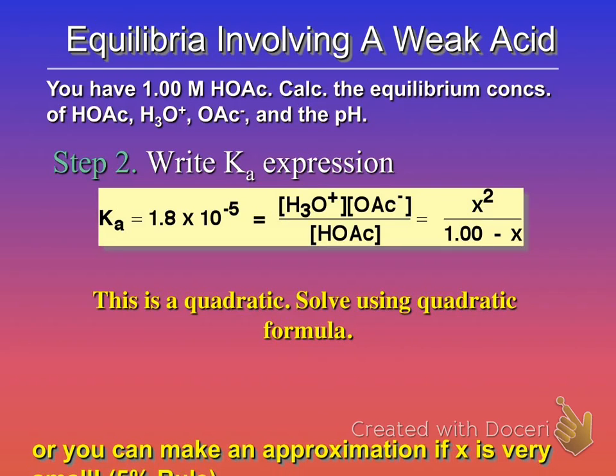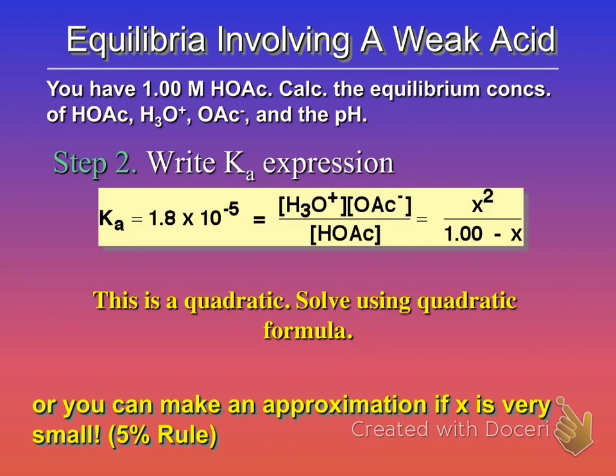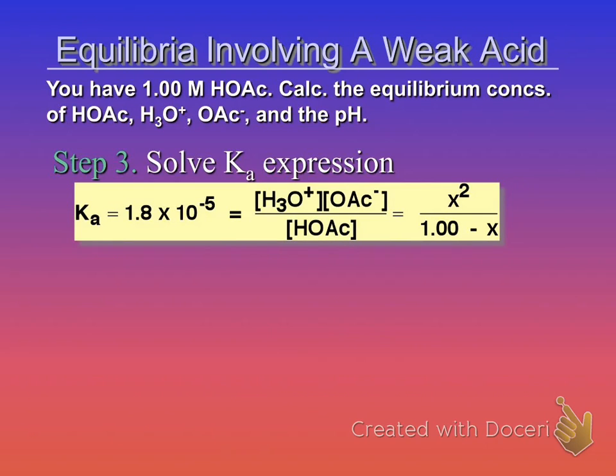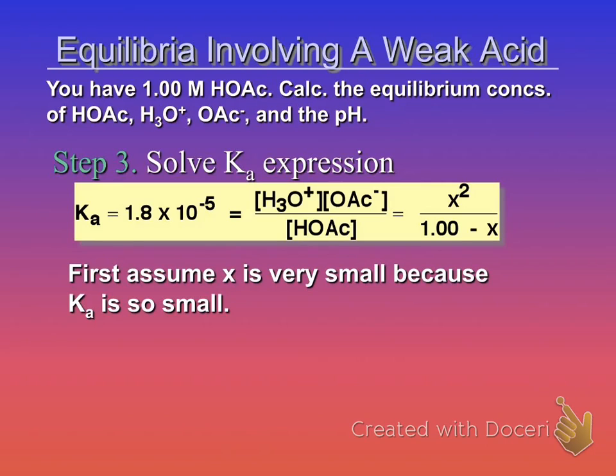And now I'm going to make you mad, because I'm going to say, or you can make an approximation if x is very small. And that approximation is going to be called the 5% rule. There's actually a rule of thumb that we're going to have to follow. So this will alleviate our need to do the quadratic formula about 70% of the time, which is kind of nice. So let me show you this approximation idea.